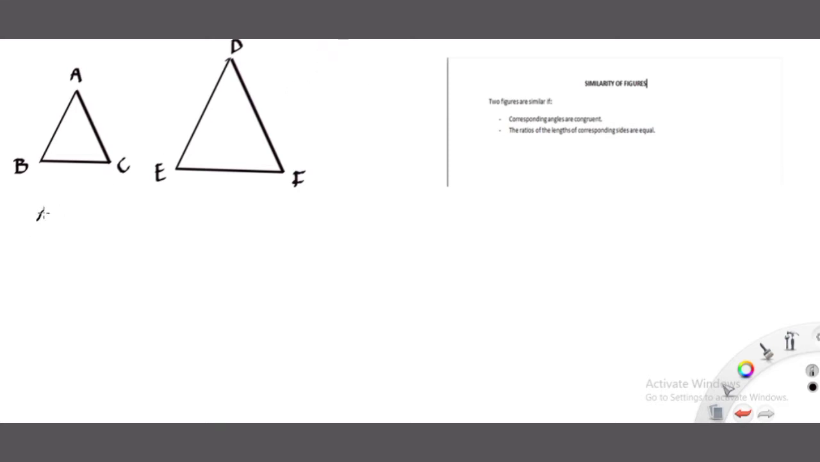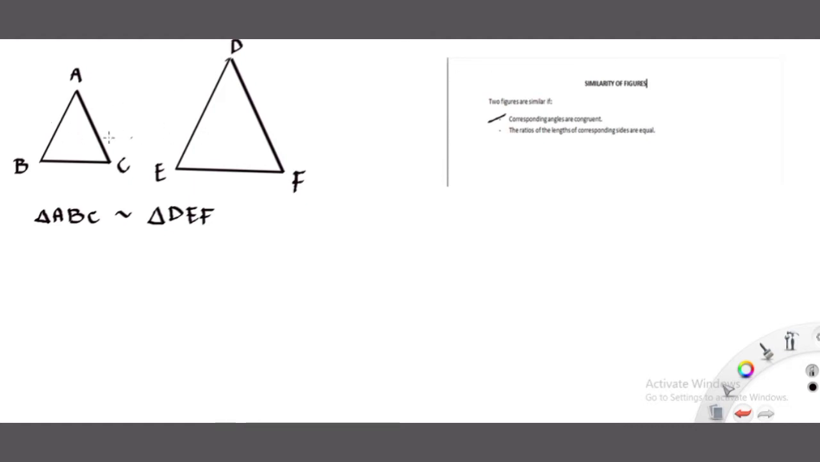So ang sabi, triangle ABC, which is the smaller triangle, is similar, so this is the symbol for similarity, to the bigger triangle, which is DEF. Okay, so again, triangle ABC is similar to triangle DEF. Okay, so since these two are similar, from here sa ating property, ang sabi, two figures are similar if, number one, their corresponding angles are congruent.